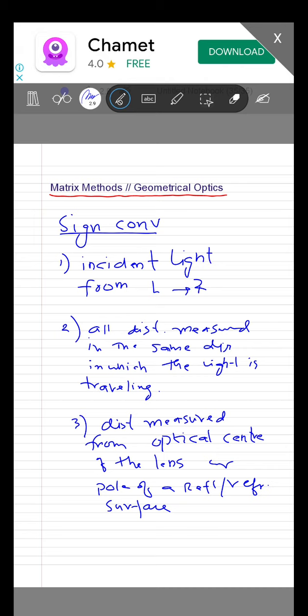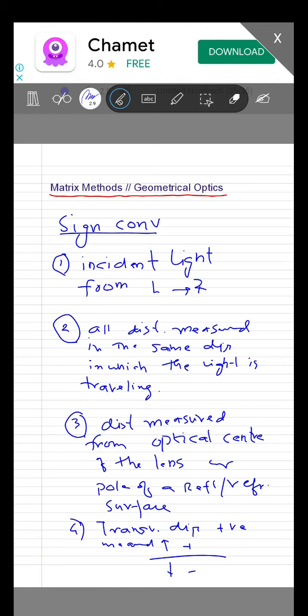The last convention is that transverse directions are taken as positive when measured upward, from the principal axis, and negative when measured downward. So upward is positive, this is the principal axis, and downward is negative. These are the four sign conventions that are followed in geometrical optics.